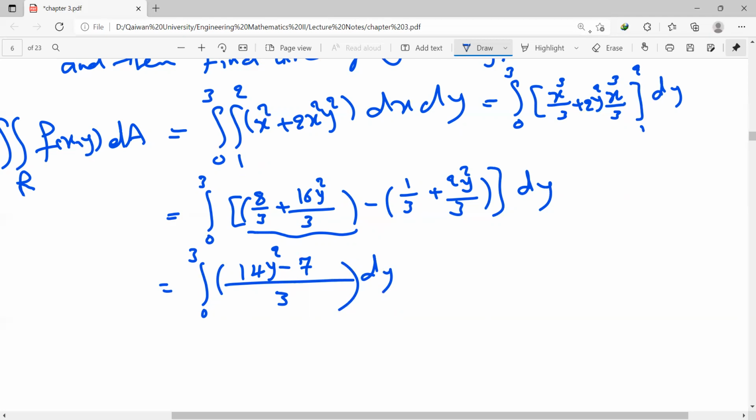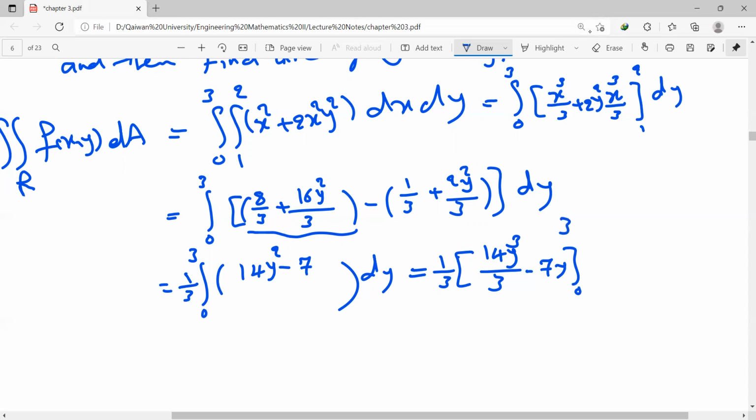Now we take integration with respect to y. It equals, let's separate them. It's easier to take the integration. Let's take this 3 out. Here we get 14y cubed over 3. Here we have 1/3 also. We have 1/3 times 14y cubed over 3 minus 7y from 0 to 3. Now I will replace y by 3 first, then by 0.